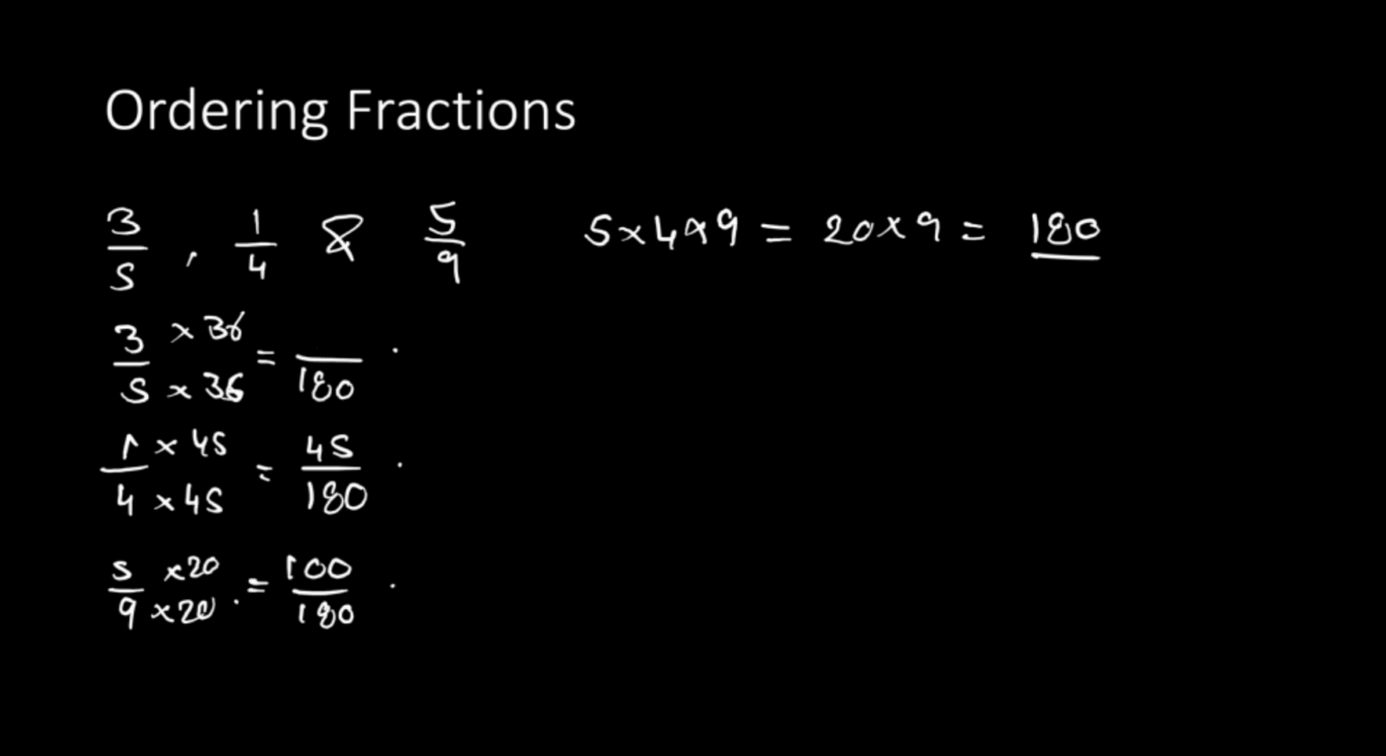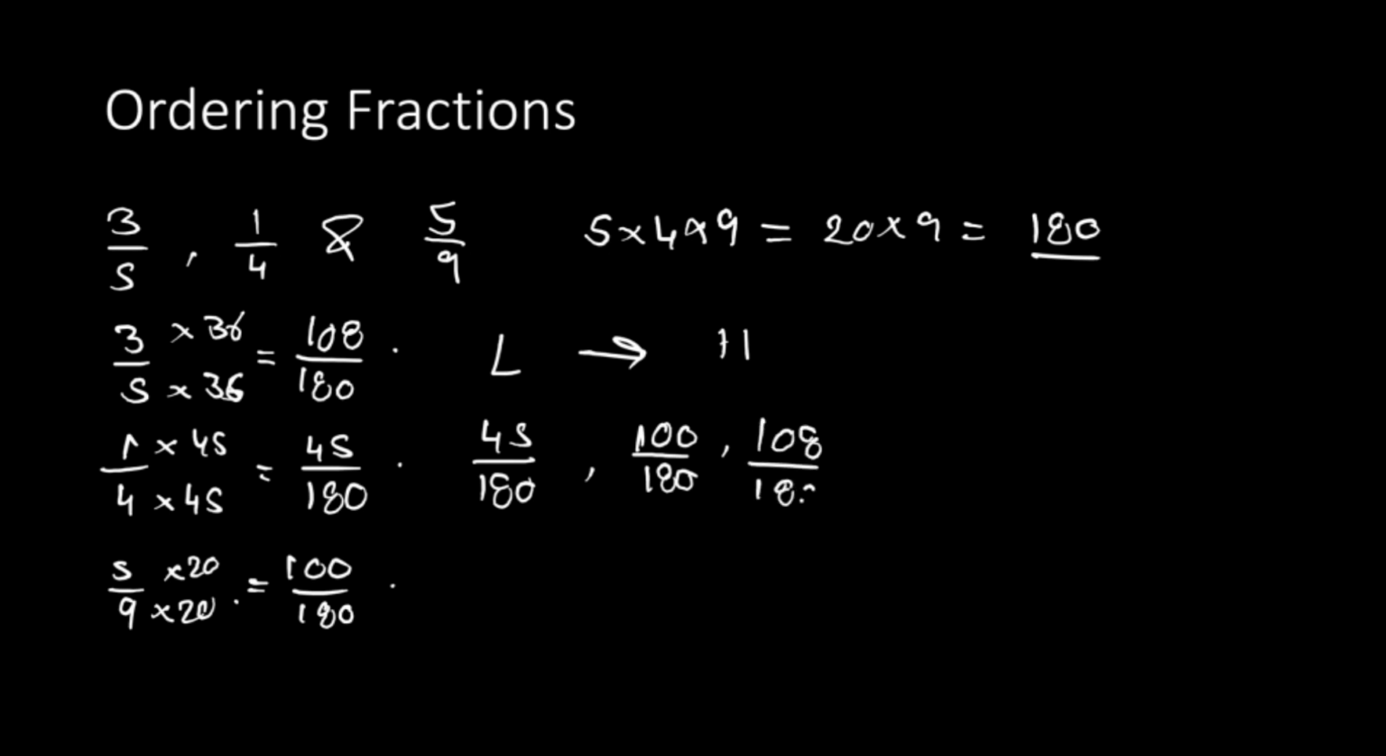So 3 times 36, 108. There you go. Right, so now you put them in order. Let's say the question's asking you to put them in order from lowest to highest. So the lowest would be 45, just looking at the numerator, and then 100 over 180, and then 108 over 180. Let me just write that there.